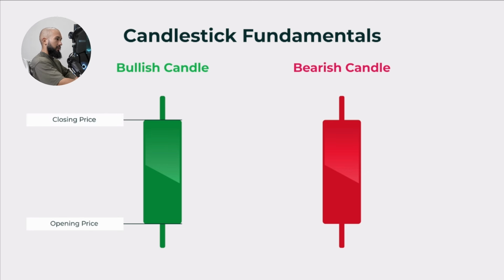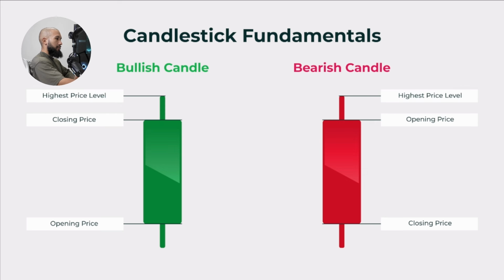And for bearish candles, it's the opposite. The opening price occurs at the top of the body, and the closing price occurs at the bottom of the body. The top of the upper wicks represent the highest price of the candlestick, and the bottom of the lower wicks represent the lowest price of the candlestick.